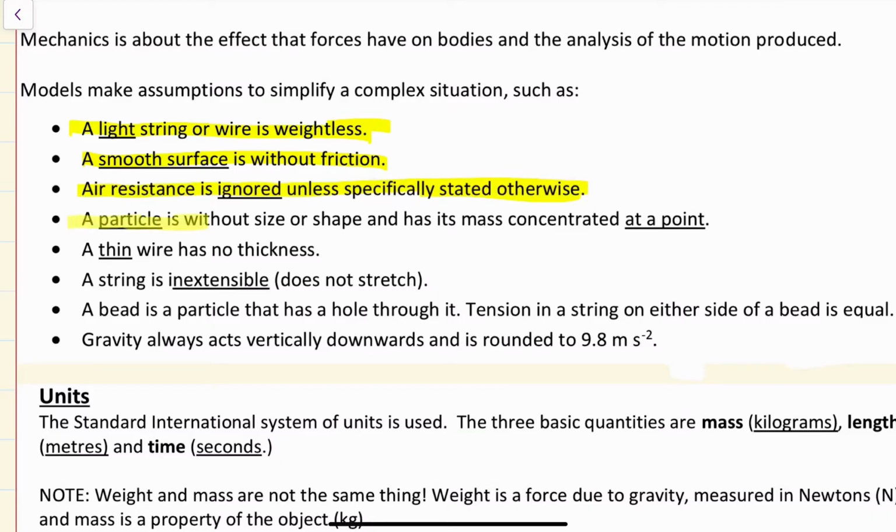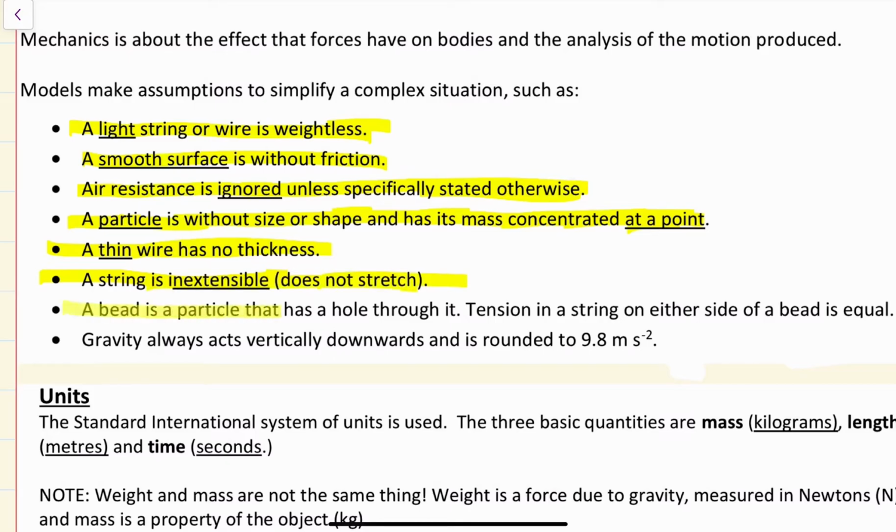A particle is something without size or shape, so it has mass concentrated at a point, and that means it doesn't matter where you touch it, it will not make a difference. A thin wire has no thickness. A string is inextensible, so it doesn't stretch.